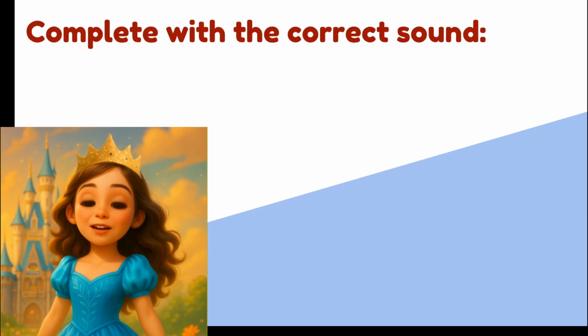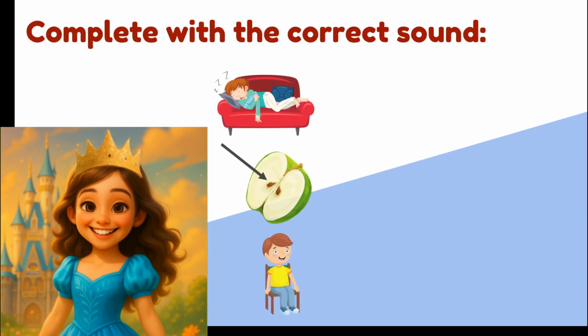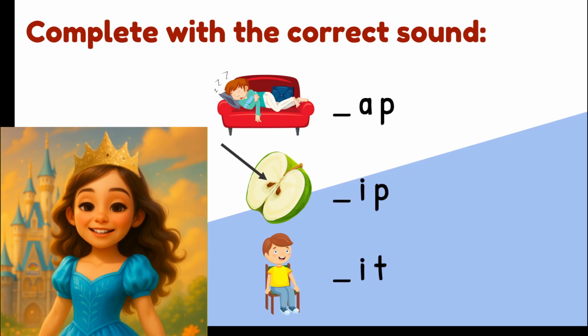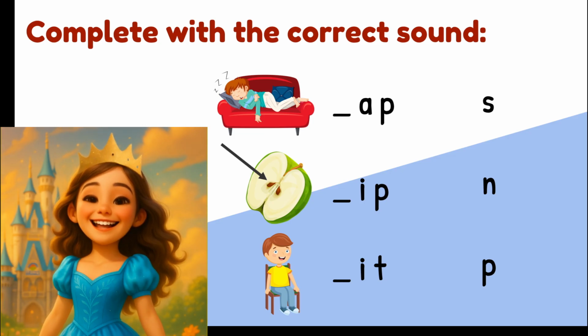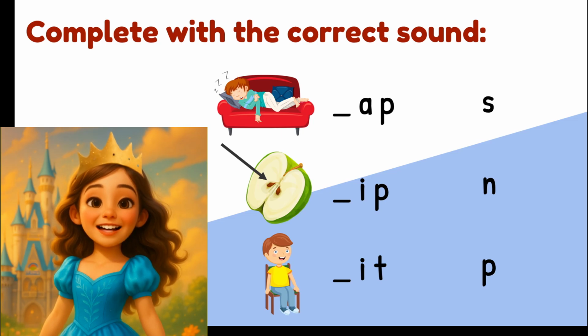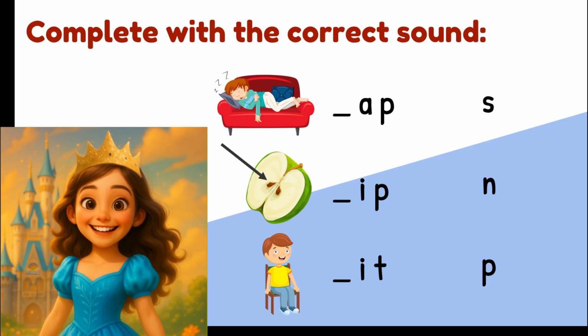Now let's complete with the correct sound. Let's see. What are they doing? First one, he's taking a nap. So here on this side, on the last column, you're going to find the beginning sound for you to use and complete the words.